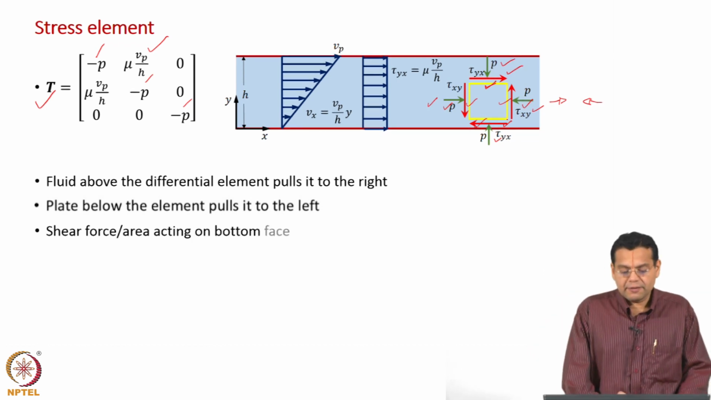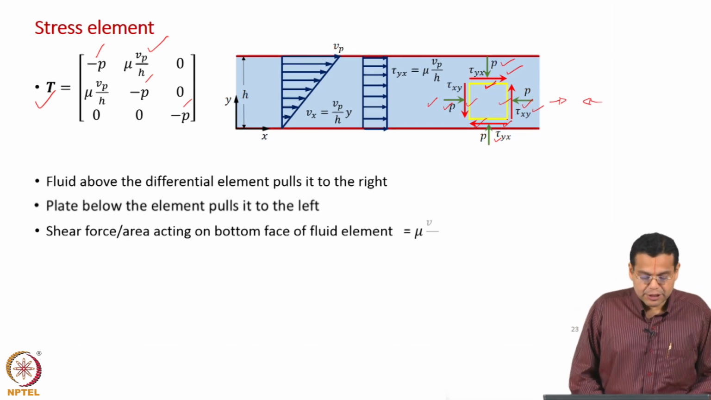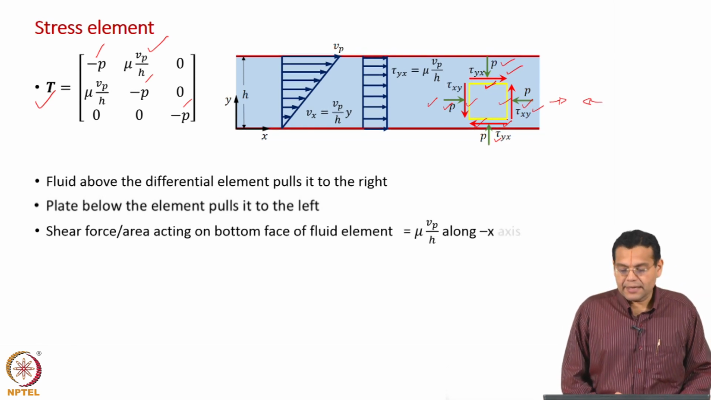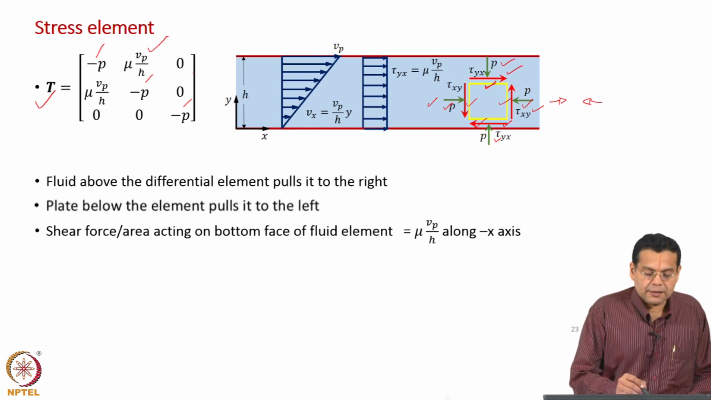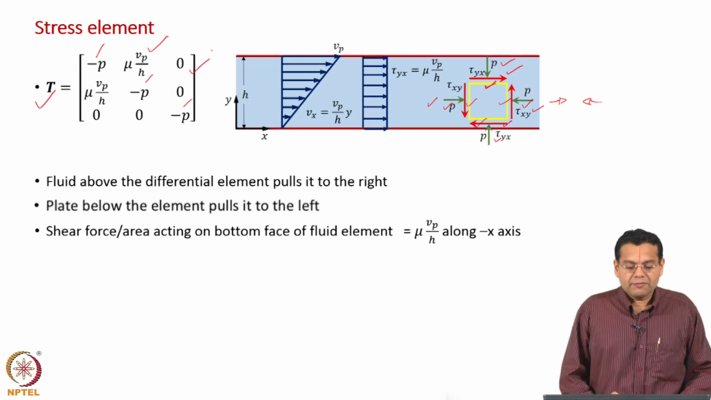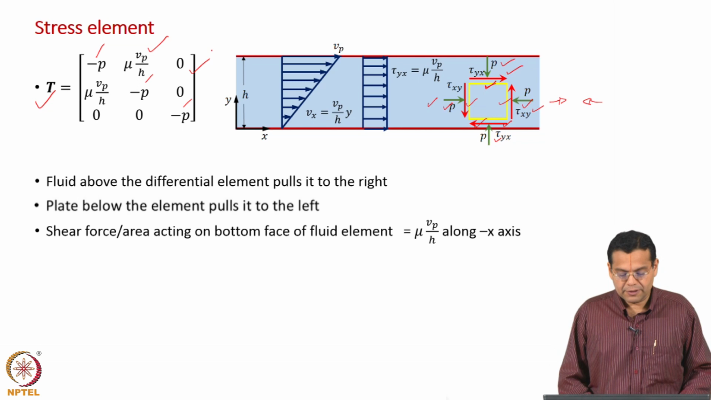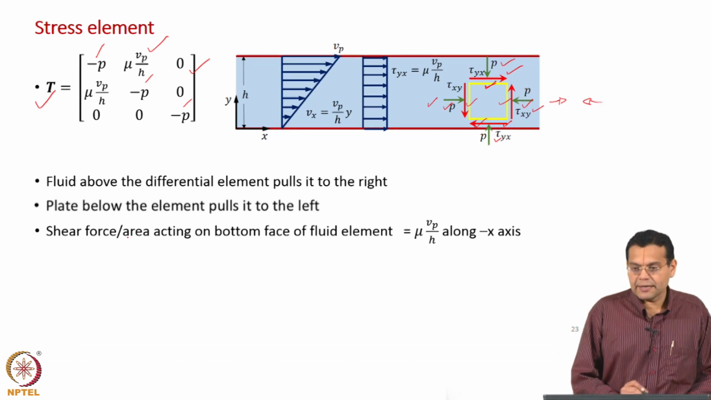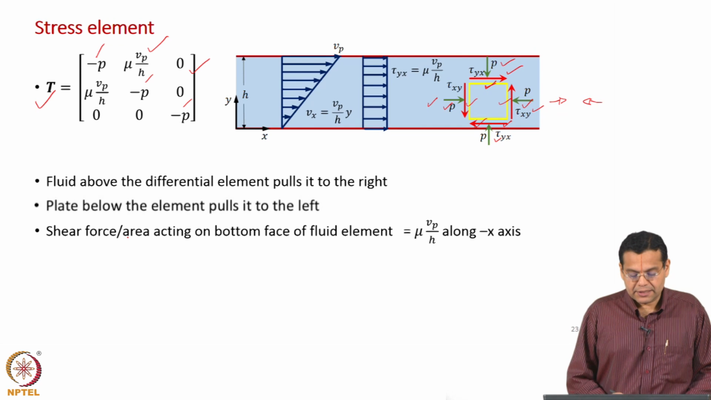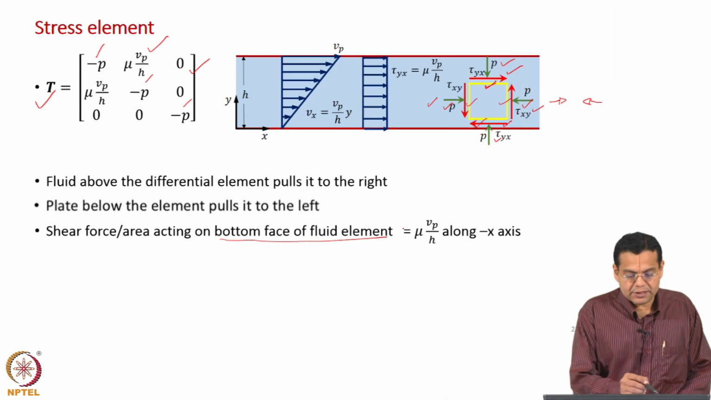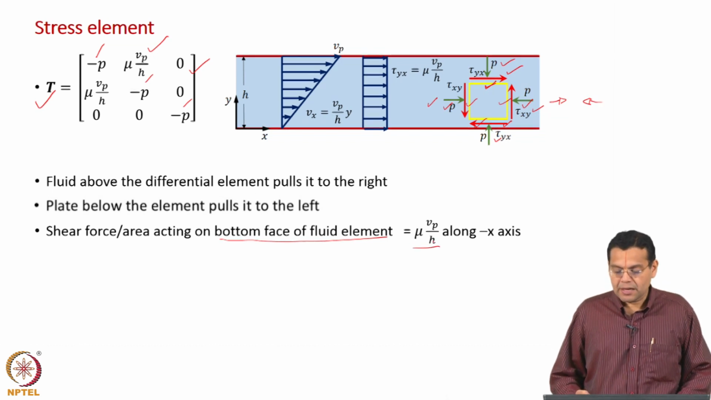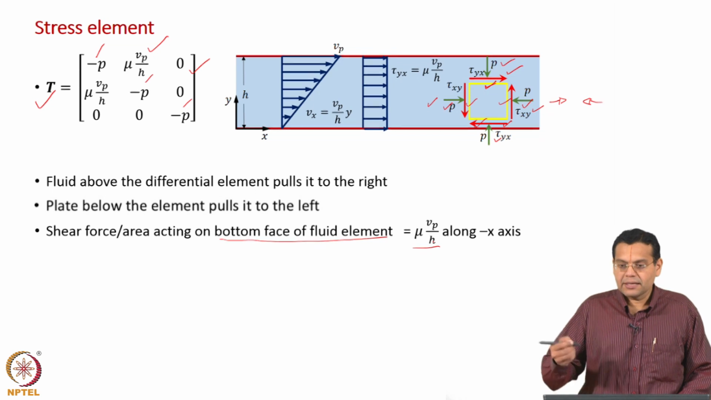Now, in terms of evaluating, we can evaluate the shear force per area, that is what our shear stress tells you, and the shear force acting on the bottom face of the fluid element. Remember, always our viscous stress and total stress were with respect to acting on the fluid. So, shear force per area, which is our shear stress acting on the bottom face of the fluid element, is of course this mu V_p by h, and what is the direction? It acts along the negative x axis.